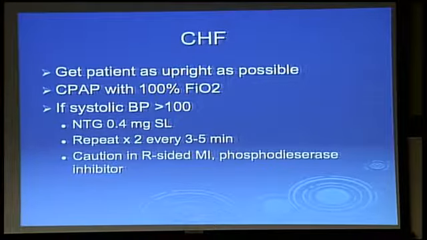If the systolic blood pressure is greater than 100, first line treatment is nitroglycerin, and then you can repeat that times 2 every 3 to 5 minutes, with caution in someone in whom you suspect a right-sided MI, and in patients who are taking phosphodiesterase inhibitors. So those are the drugs for erectile dysfunction like Viagra and Cialis. And the change with this can be really dramatic, and the doses of nitroglycerin can be fairly high.